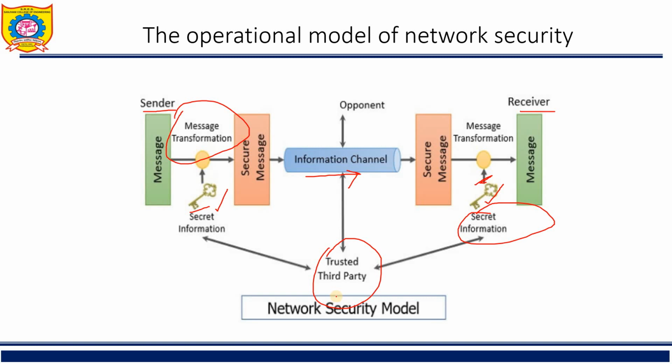That is, the trusted third party is required to distribute or share the key at the receiver end. Only then is it possible to unlock the message, or retransform the message. Otherwise it is not possible to decrypt the message, right? And at the same time, you can see here the opponent or attackers may be present across the information channel to extract the messages, right?